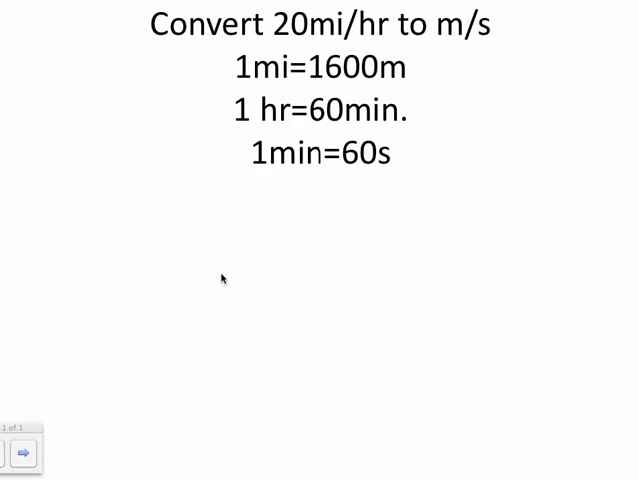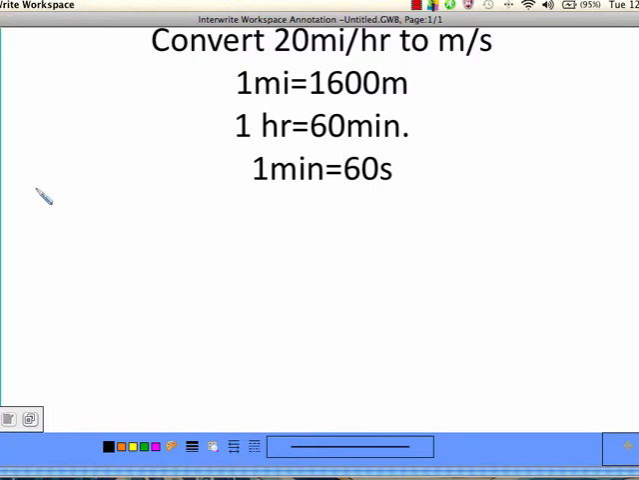First off, like in any of these problems, what you want to do is write down what the problem gave you. So in this case, it would be 20 miles per hour. And from there, all we have to do is figure out which units we want to cancel and multiply by 1. So I'm going to write a big multiplication sign there.